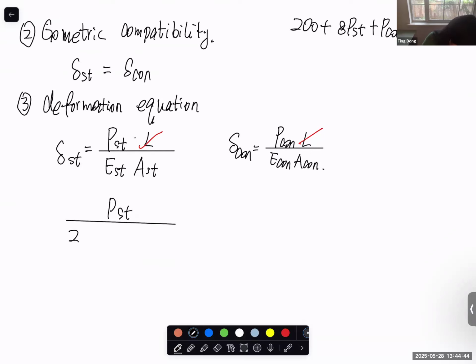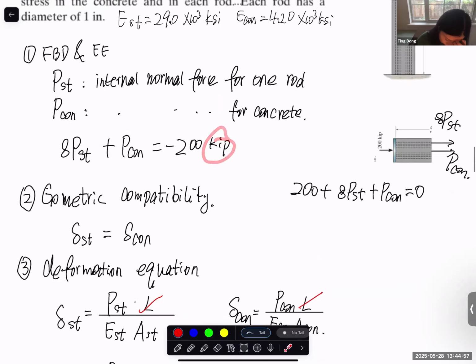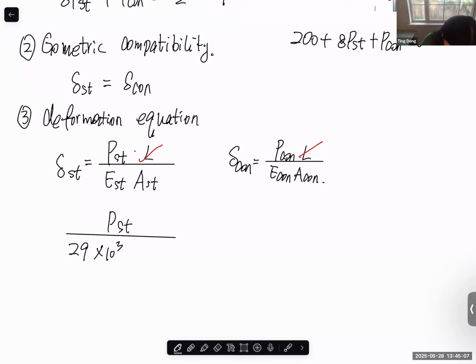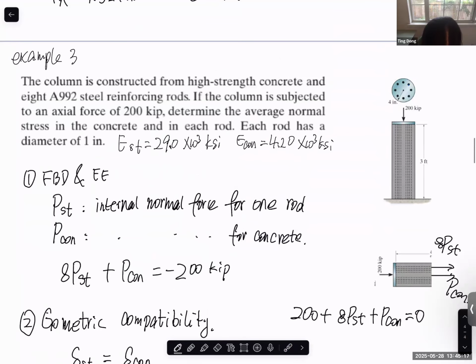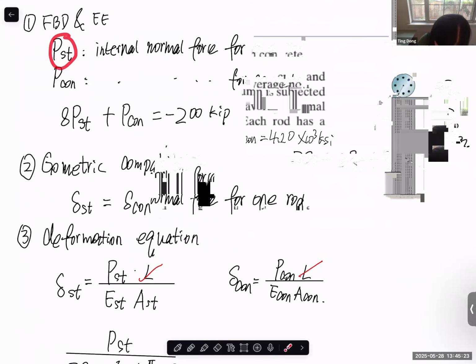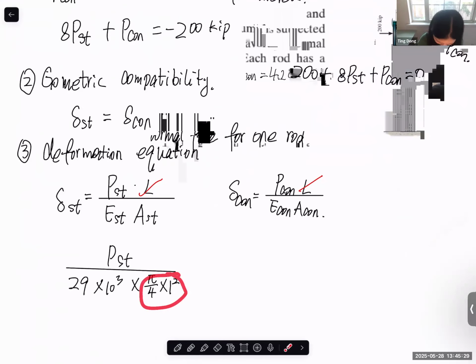For steel, Young's modulus is 29,000. Since we have kips and ksi, we do not need to change to psi and pounds. The diameter of one rod is 1 inch. And since we already said this is the internal force for a single rod, the cross-section area should correspond to 1 rod, not 8.